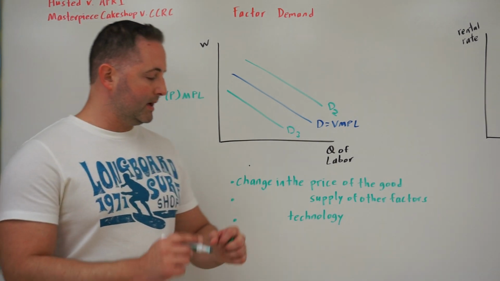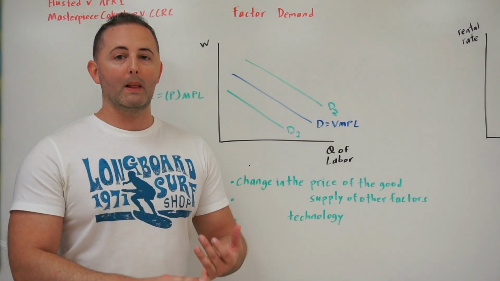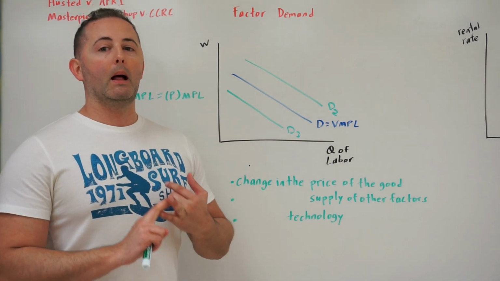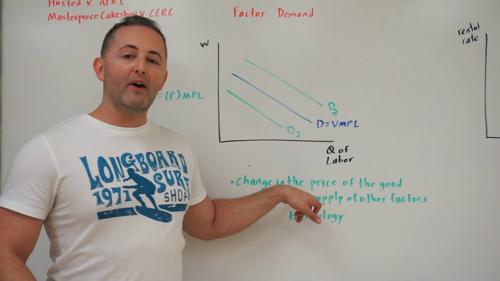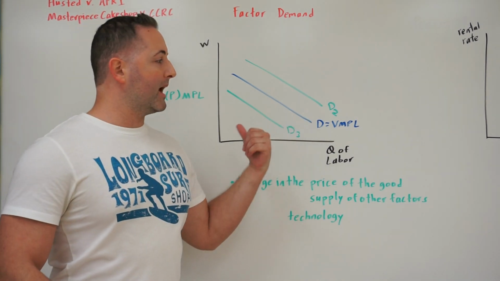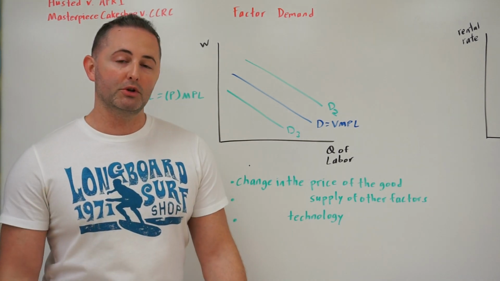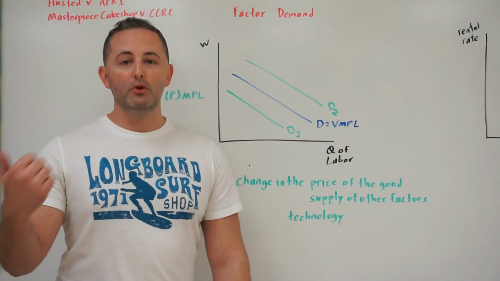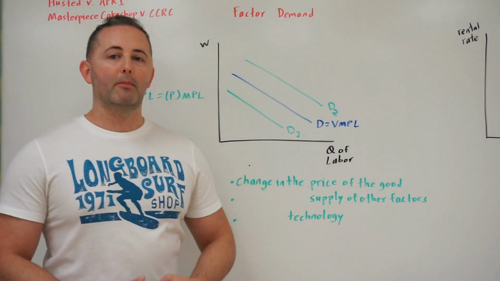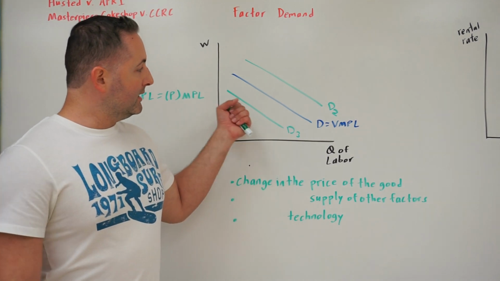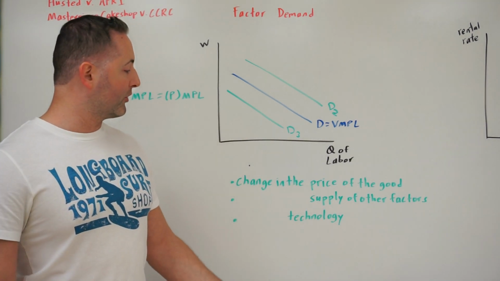Two other factors would be changes in the supply of other factors of production. So more or less capital, more or less land. So the idea is if we have an increase in the supply of the other factors, we're going to have an increase in the demand for labor, because if we have more machinery or more land to use, more natural resources, we're going to need more workers to use that machinery, to use that capital, to use that land. If we lose some of that capital or some of that land, we will see a decrease in the demand for workers because there isn't as much need for them.